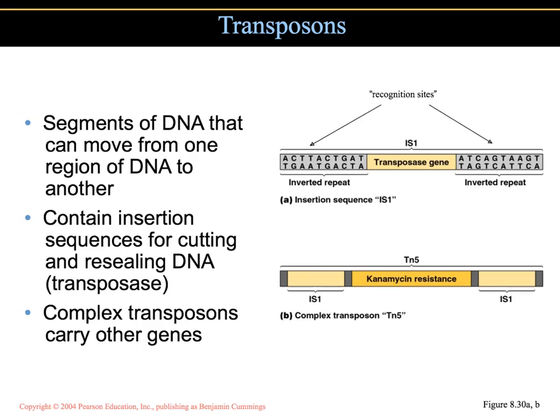All transposons contain the information for their own transposition. So there are, for example, insertion transposons, which contain a gene that codes for an enzyme called transposase, which can cut and reseal DNA. We also have complex transposons, and these carry other genes that are not connected to the transposition process. Some may contain genes for enterotoxin or antibiotic resistance.